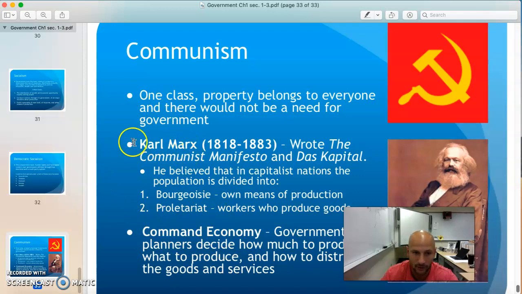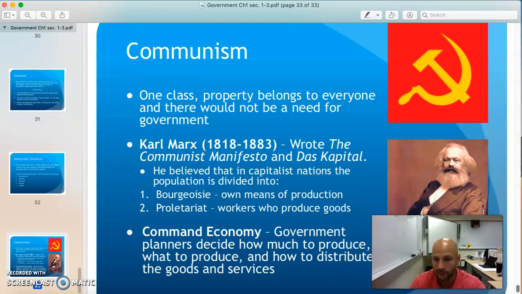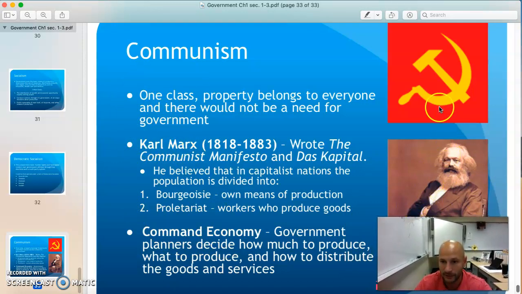But if we're talking about Karl Marx's communism, you can see Karl Marx down here, and the hammer and sickle here for Russia. Communism: one class, property belongs to everyone, and there would be no need for a government. Karl Marx believed, and he wrote about it in The Communist Manifesto and Das Kapital, that there would be this pure utopian society where there would be no need for a police force and there would be no crime.